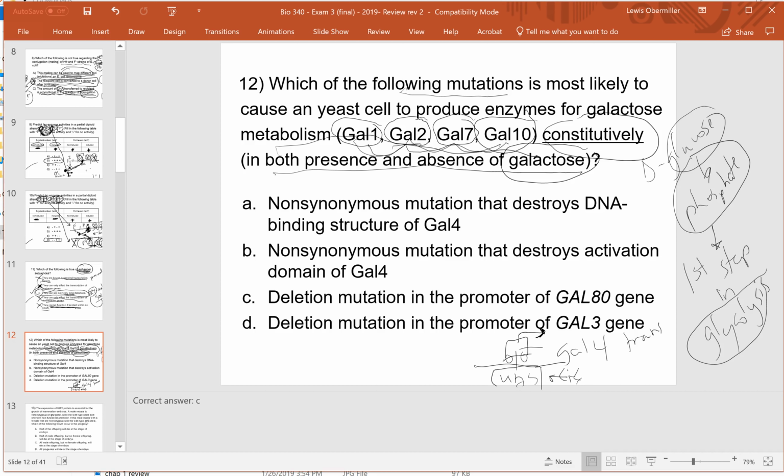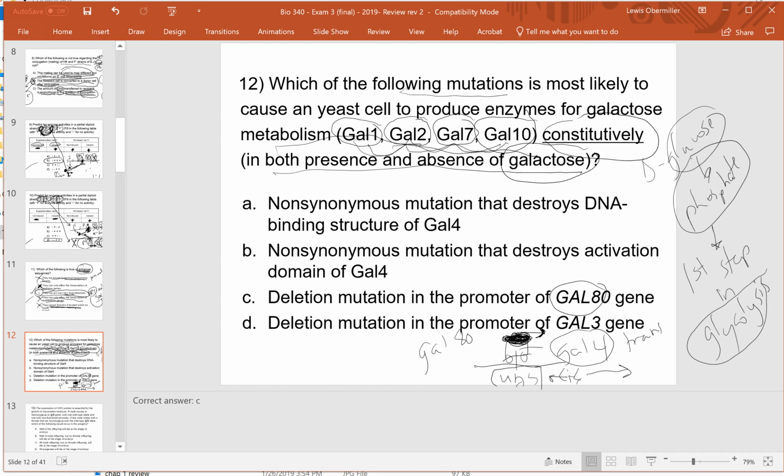But GAL80 binds to this and prevents it from activating. So GAL80 is sort of a blocker, and it sort of turns off GAL4. Normally GAL4 would turn on the genes, but it can't do this here.